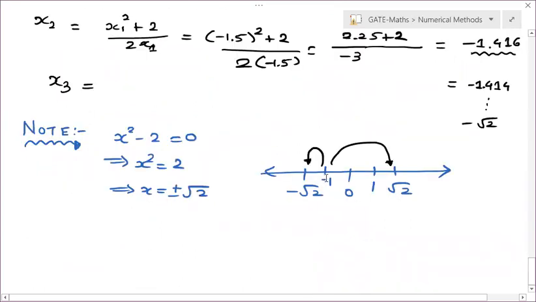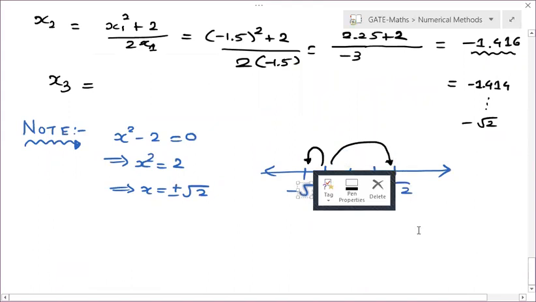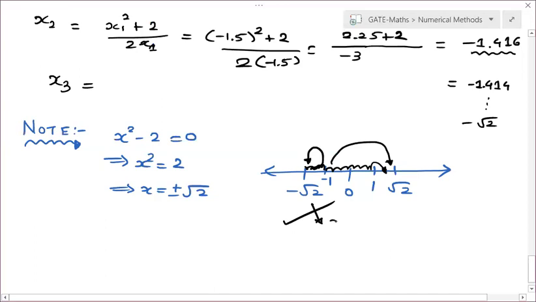So here our x0 is -1. Its roots are -√2 and +√2. So from -1, if you have to move towards its roots, which root is nearer? This -√2 is nearer or +√2 is nearer? Tell me. Right, -√2. So from here you can write your answer directly, that it will converge to -√2.